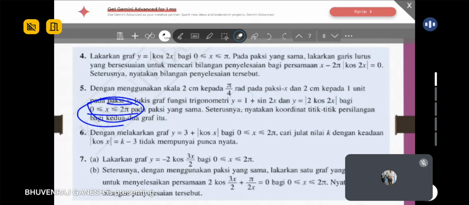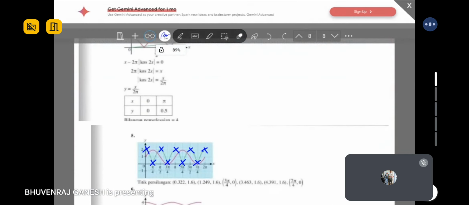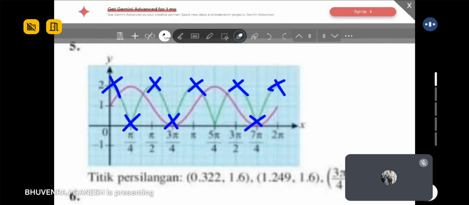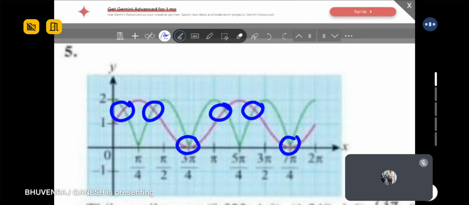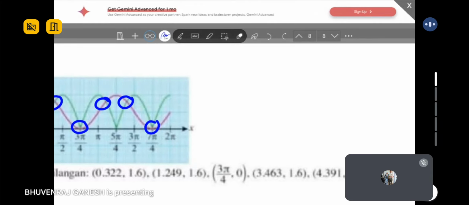Okay guys, are you clear? For soalan 5, boleh ke tak? Do you guys understand? Yes or no? Question 5. So the point of intersection, kamu boleh baca dari graph. Okay, titik persilangan. So you can see 1, 2, 3, 4, 5, 6. Okay, ada 6 titik persilangan.